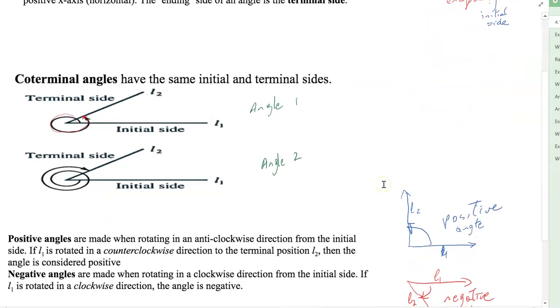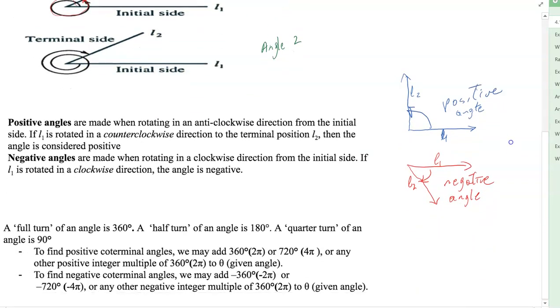Coterminal angles have the same initial and terminal sides regardless of the direction of rotation. For example, in this angle, we're rotating anti-clockwise, side 1 to side 2, initial side to terminal side. In this second angle, angle 2, we're rotating in a clockwise direction, but as long as they end up in the same positions after rotation, we say they are coterminal.